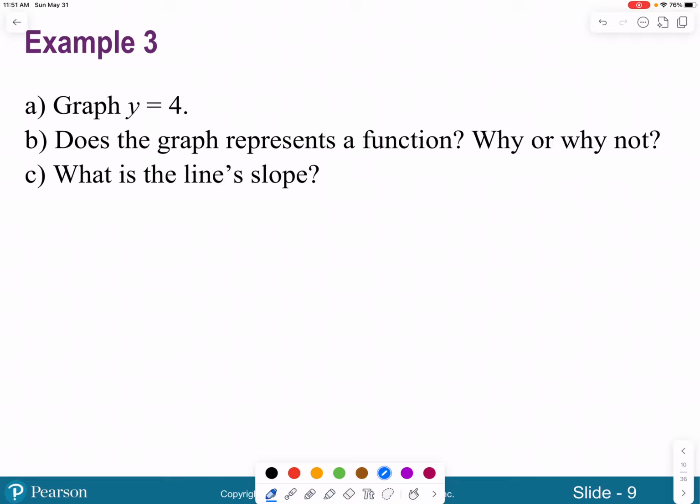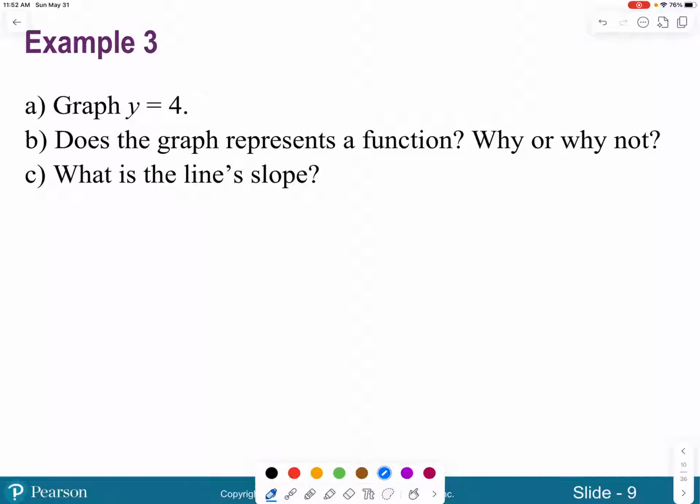Why or why not? I would say yes, it represents a function. One way you can argue it is using the vertical line test, because it passes the vertical line test. No matter where we draw a vertical line through the horizontal line, it'll only touch the graph once. So that means that every x corresponds to exactly one y. We don't have one x corresponding to more than one y. So it passes the vertical line test, so it is a function.